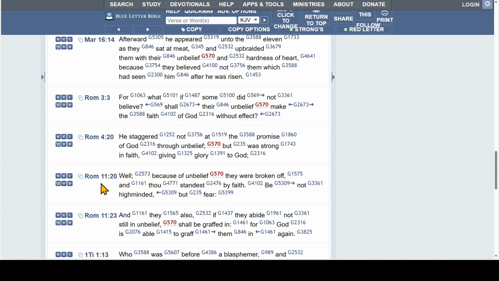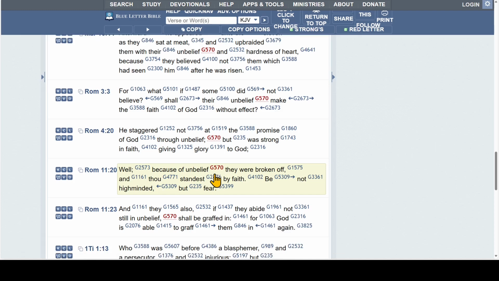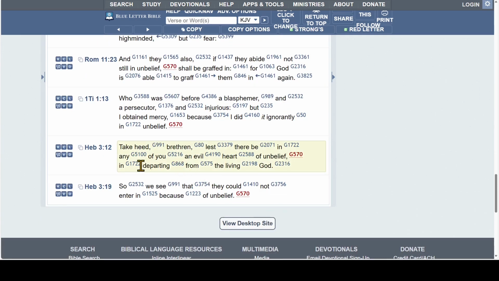Now, when you're creating your message, you have the same context, the same unbelief, faithlessness. Let's look at one more scripture. Hebrews chapter 3, verse 12. Take heed, brethren, lest there be in any of you an evil heart of unbelief. So now God is calling unbelief an evil heart.